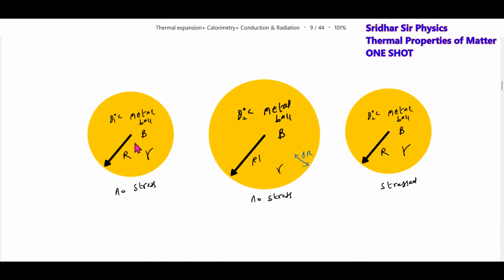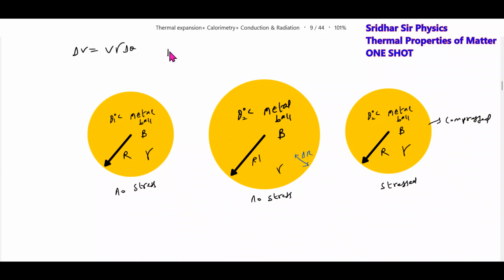We have this metal ball. It has a temperature of theta 1 degrees Celsius and radius R. Let B be the bulk modulus. I'll increase the temperature, and it will expand. Then there won't be any stress. But if I don't permit it to expand, then we say it is stressed, or better, compressed. Whenever a solid object is not at its natural length, it will be stressed. So what is the change in volume? The change in volume should be equal to V gamma delta theta, where V is the initial volume.